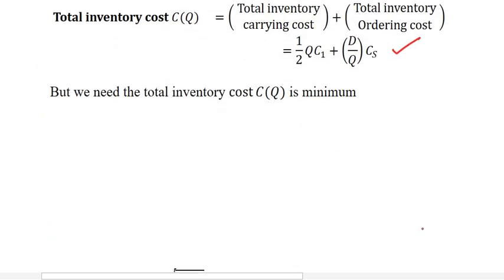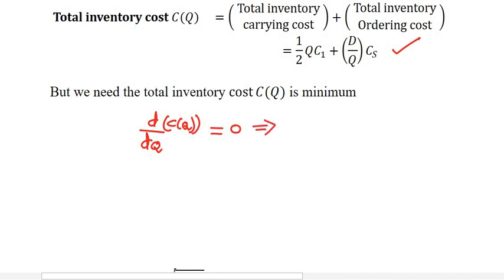But our aim is to minimize the inventory cost. If we want to find the maximum or minimum of a function f of x, we have to differentiate f of x with respect to x and equate it to 0. In the same manner, to find the minimum value of our function, we differentiate it with respect to the variable and equate that to 0. So I am differentiating our function C of Q with respect to Q, and I am planning to equate that to 0.